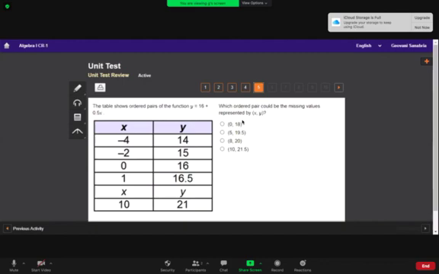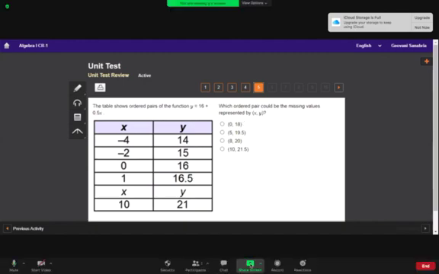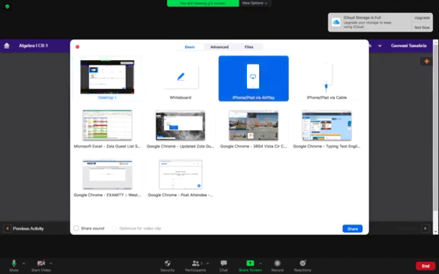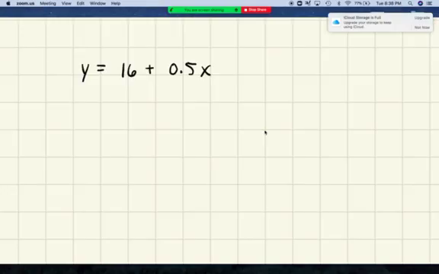Let's see. Actually, I think we can share at the same time. Can you see my screen? No. Okay, never mind then. It's not showing.